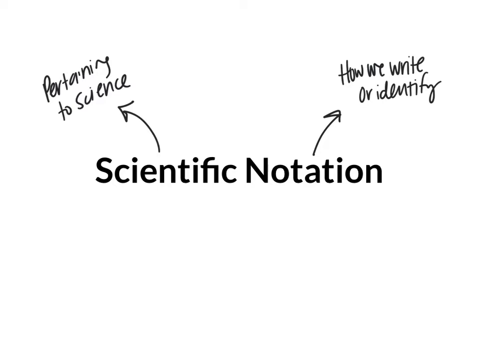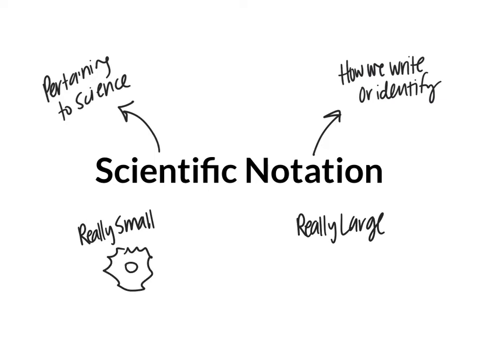Today's notes are on scientific notation. Notation is how we write or identify something, and scientific is just pertaining to science. So this is how we are writing things in scientific terms. The reason it's scientific is because in science, a lot of times you're looking at things that are either really small, such as bacteria or single-cell organisms, or really large, such as planets or stars, galaxies, things like that. So it's hard to use numbers that we would normally use.